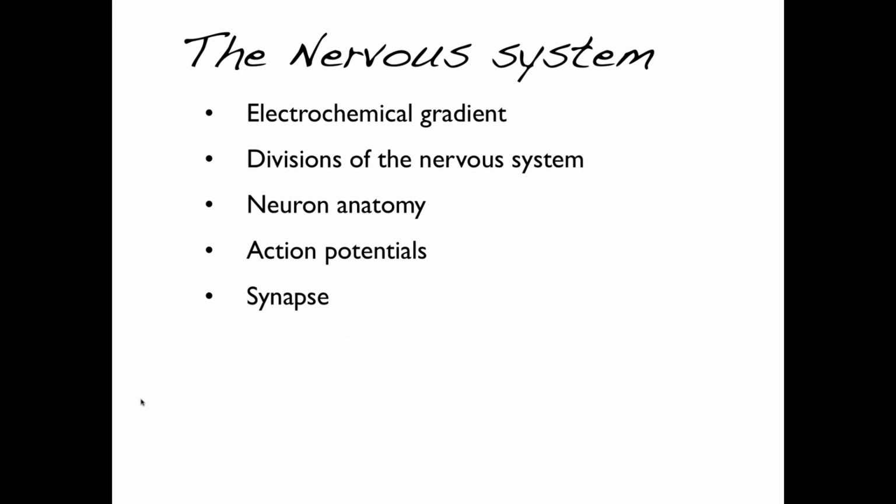I hope these videos have been helpful in you understanding how the nervous system sends action potentials. What I haven't covered is how a neuron communicates with the tissue. For example, a motor neuron affecting skeletal muscle. I hope to cover this in future videos.